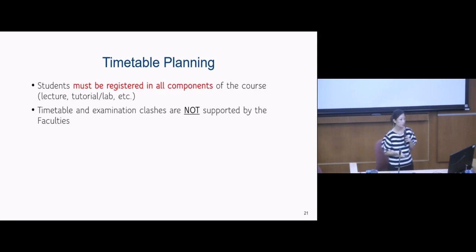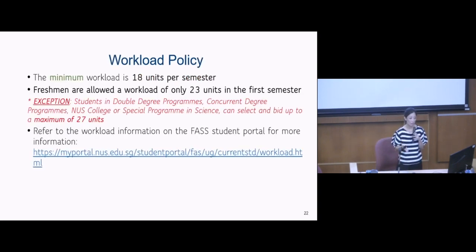Now the workload policy. The minimum workload is 18 units per semester, that's about 4+ courses. Freshmen are allowed a workload of only 23 units in the first semester, that's about 5+ courses. The exception are students in double degree programs, concurrent degree programs, and US college or the special program in science. They can do a maximum of 27 units, that's about 6 courses. That's the link to the workload information.